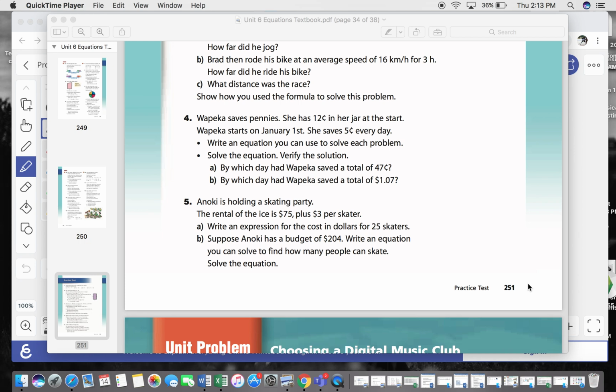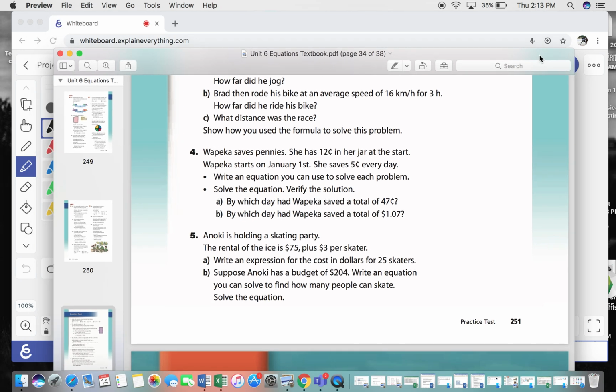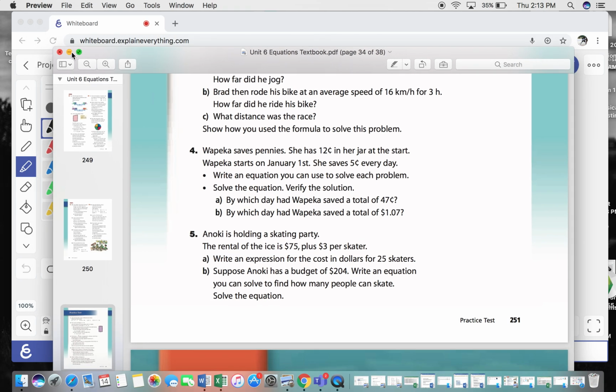We have Anoki is holding a skating party. The rental of the ice is $75 plus $3 per skater. So it gives us the information in a word problem form there. Part A asks us, write an expression for the cost in dollars for 25 skaters. So this is going to help you kind of distinguish that difference between expression and equation. Remember, an expression does not have an equal sign. So let's open up our whiteboard here and do part A together.